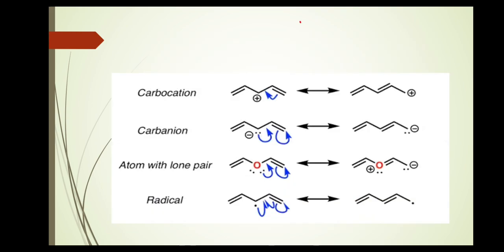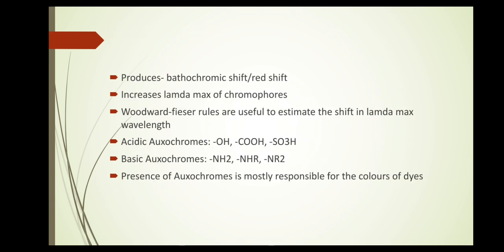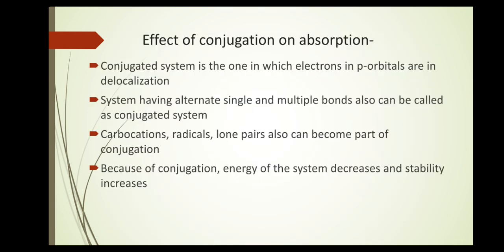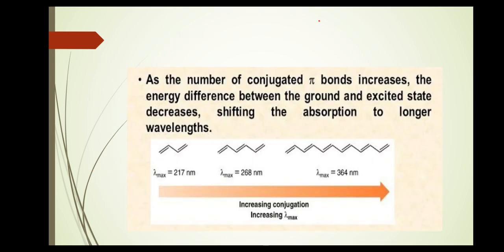So in this way we can once again summarize our points here. What are chromophores, examples, what are auxochromes, examples, and how the auxochromes affect the lambda maximum of the chromophores, and what is conjugation, how this conjugation affects the absorption value, and how it gives the colors, and all these things.